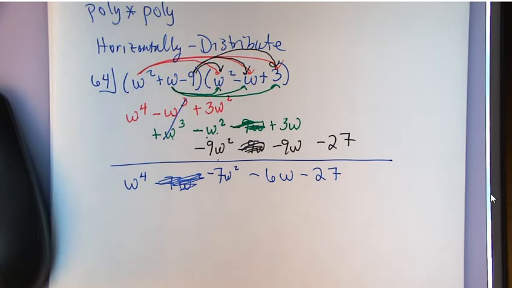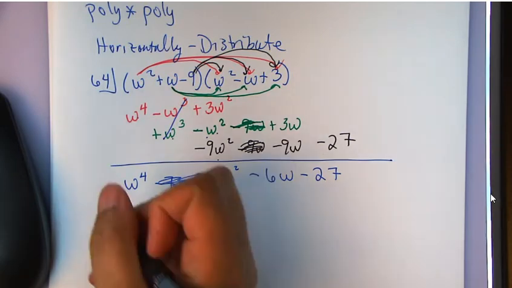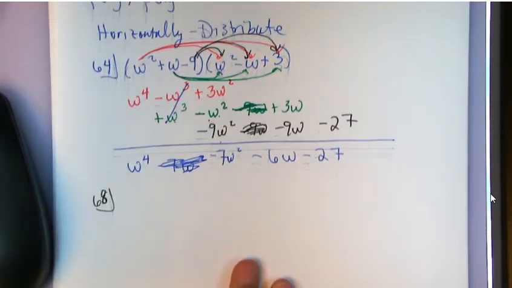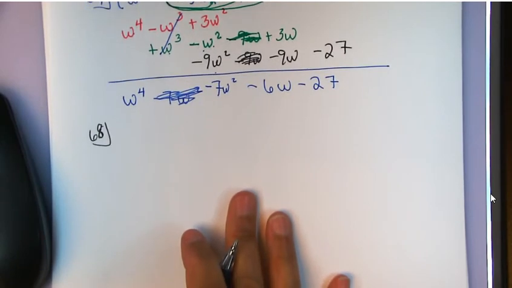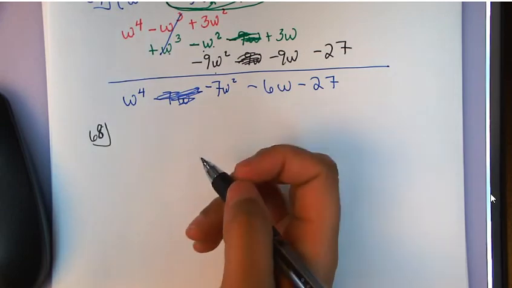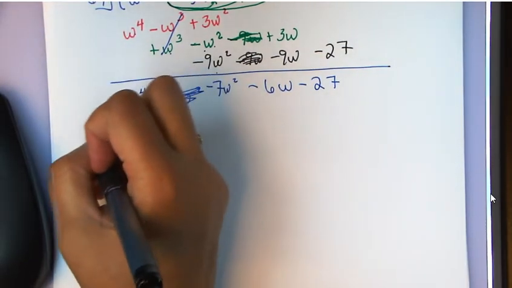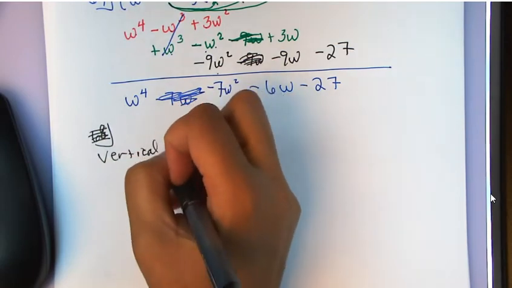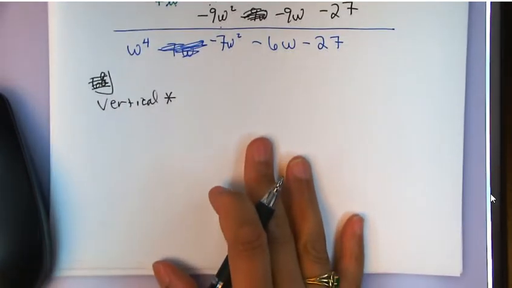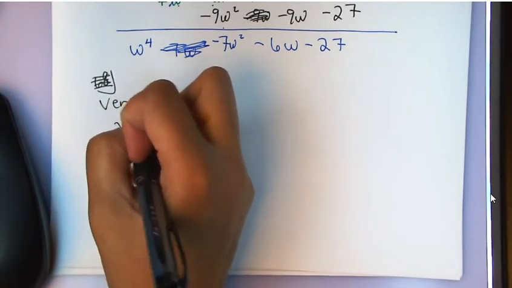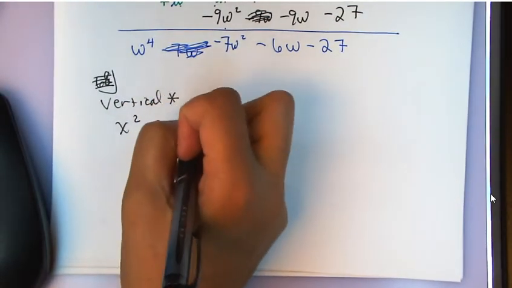Let's try number 68. Number 68, we're going to do this vertically this time. So now we're going to talk about vertical multiplication. To talk about vertical multiplication, I'm going to talk about old school multiplication like you learned it when you were in elementary school. Let's see if we can remember how to do this. Let's take x squared minus x plus 1 times x plus 1. And we're multiplying.